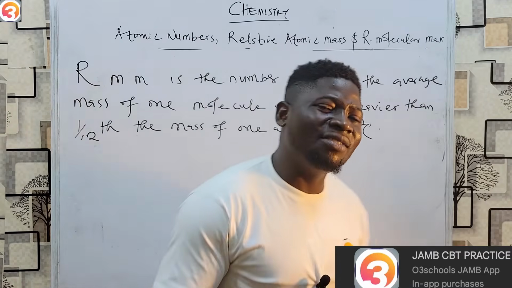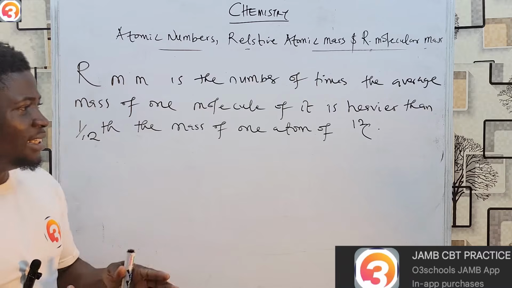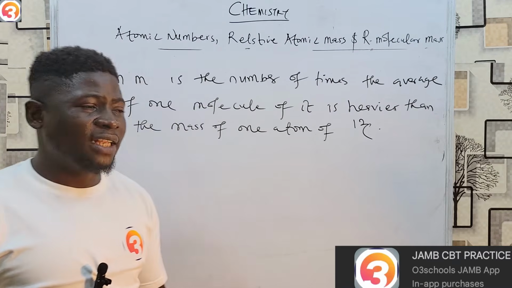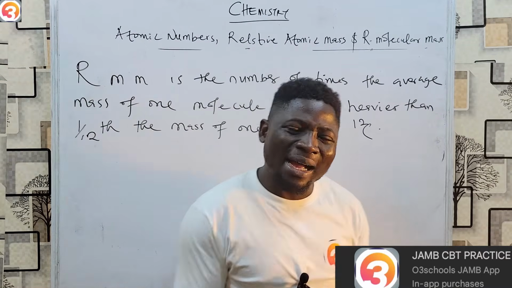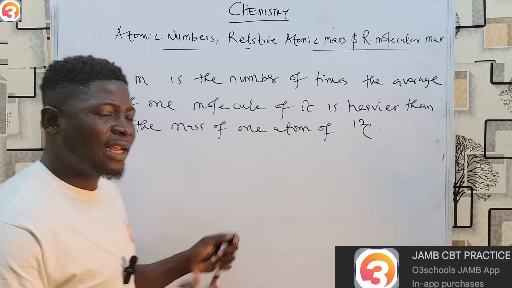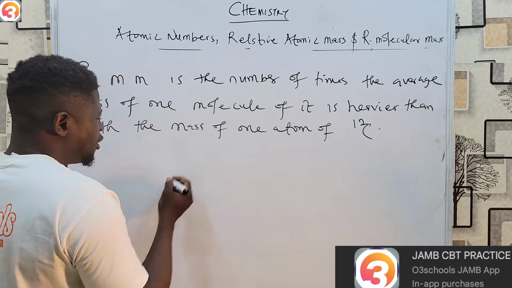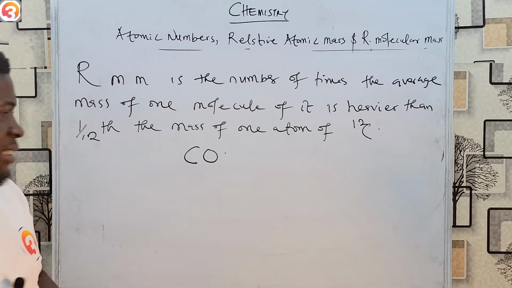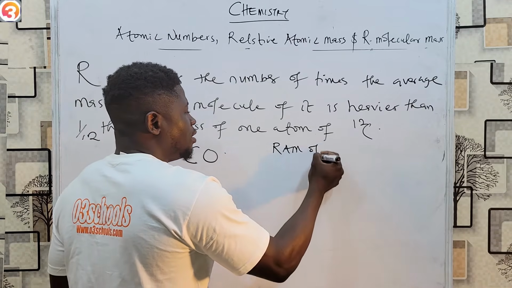And for you to find the relative molecular mass, what you do, you add the relative atomic masses of the constituent atoms. Right. So to find the relative molecular mass, you add the relative atomic masses of the constituent atoms. For example, if you have a molecule like carbon monoxide, and you are told to find the relative molecular mass, you first of all note that the relative atomic mass of carbon is what?